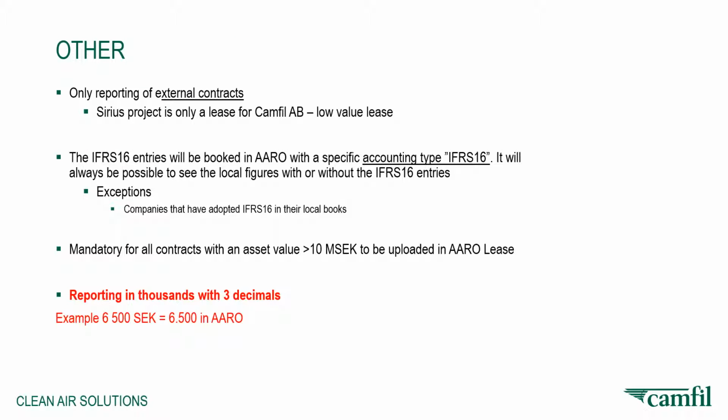You will only report external contracts. For example, the Sirius project is only a lease for Camfil low-value lease. The RO-specific accounting type, IFRS 16, has been added into the system so that you can filter local figures with or without the effects of IFRS 16. The only exceptions are companies that have adopted IFRS 16 in their local books.